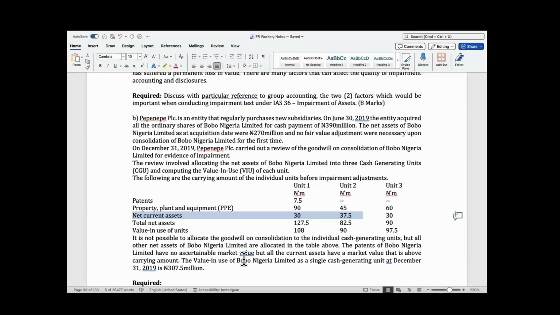They now said the value in use of Bobo as a single CGU as at December 2019 is this. Can somebody help me add these three? Does it add up? Does it equal this? I just want to confirm something. Can you help me add these three? Does it equal this 307.5?